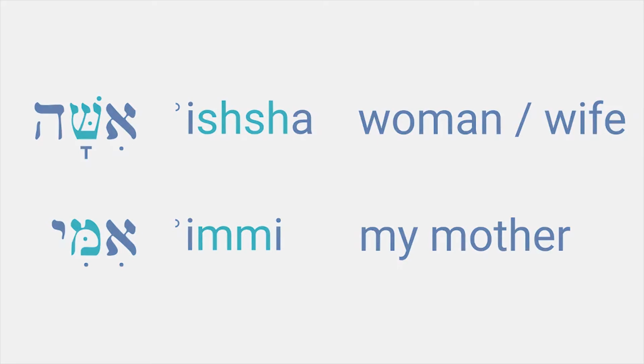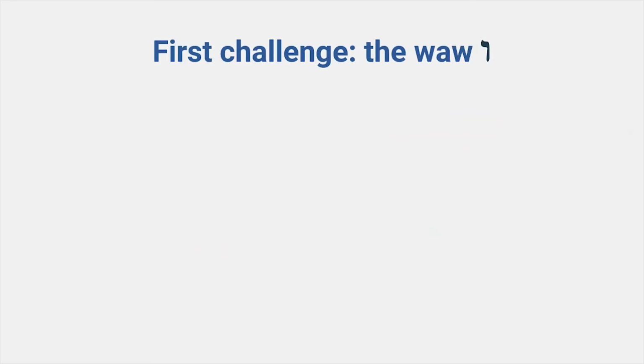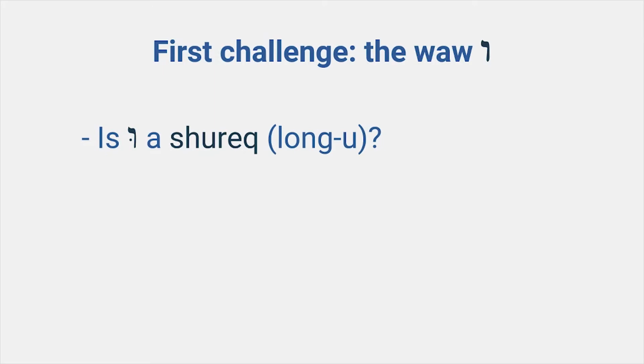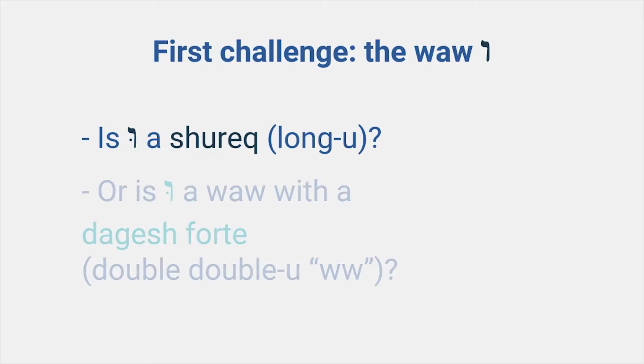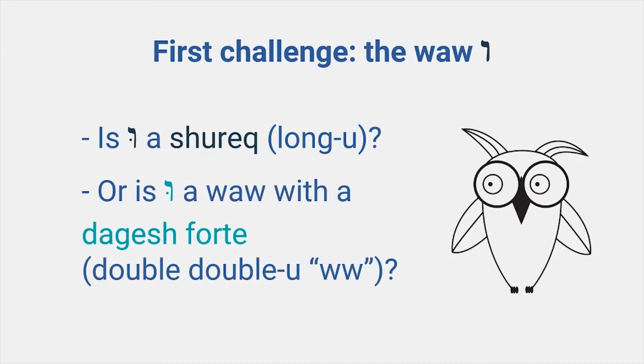Now the first fun begins with the Vav. Since if you remember from the vowels video, the Vav can take a dot inside of itself and that turns the Vav into a Shurek, which is a long U sound. And it looks exactly like a Dagesh dot, where you would expect a Dagesh dot in the Vav.